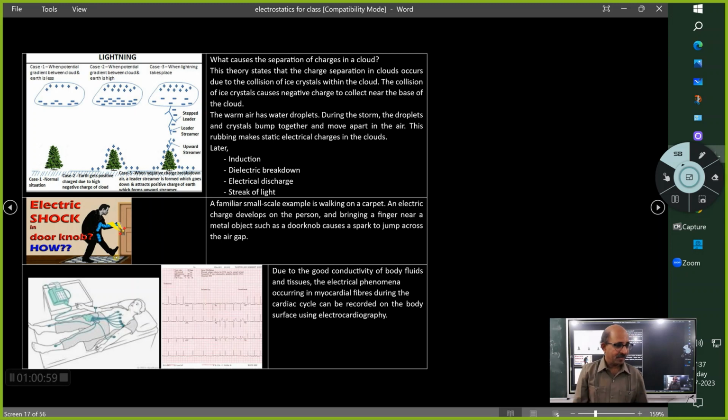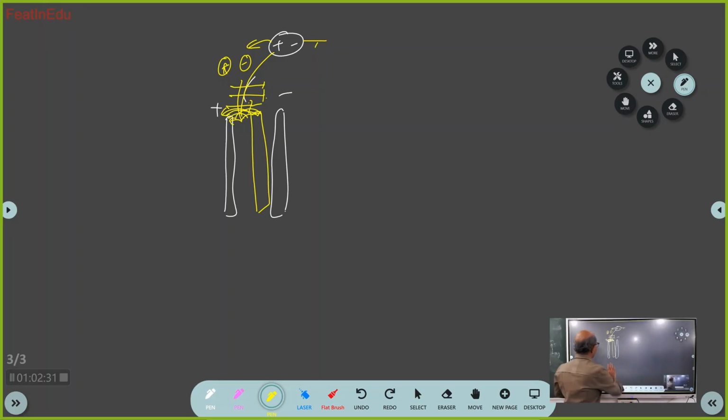Sir, but high potential must be in the cloud because it is at a higher level. No, that is mechanically higher. Mechanical potential energy means this should be higher than this. That is called gravitational potential energy with respect to Earth. Understand? That is a different potential. Electric potential is different.